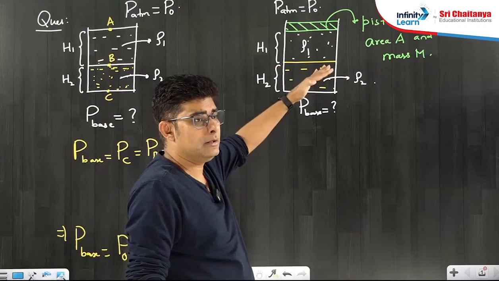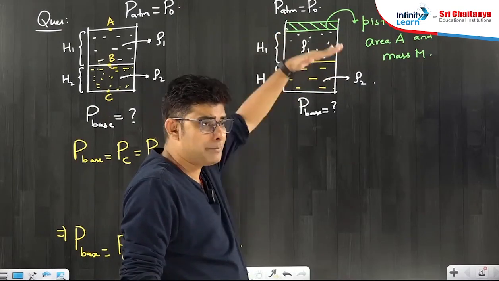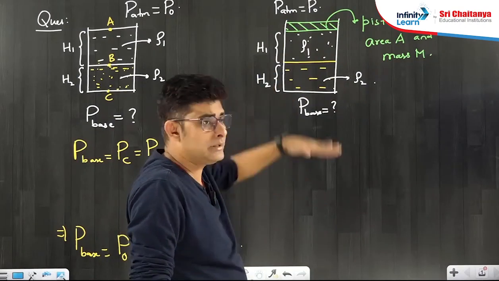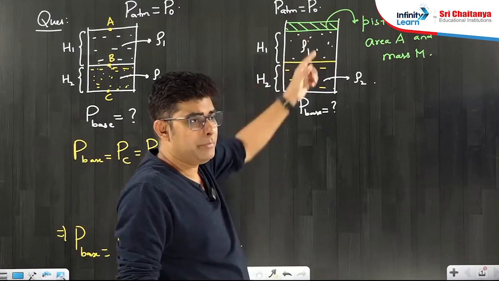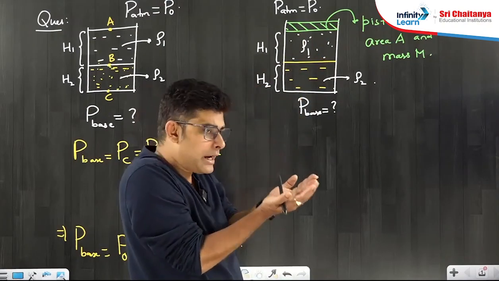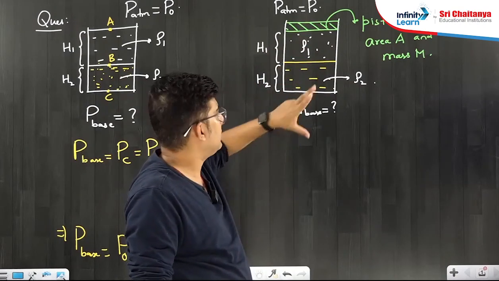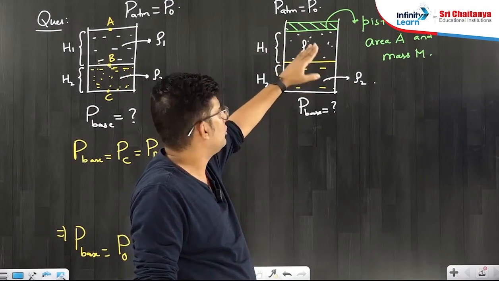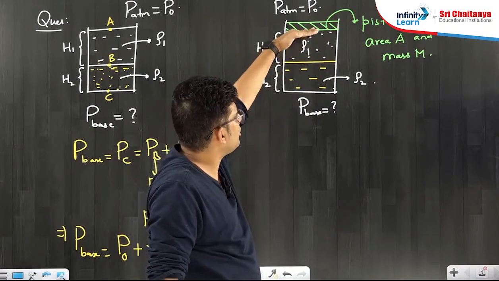So what will happen? There will be an extra pressure apart from atmospheric pressure. There is an extra pressure which is pushing the liquid down, and that is because of the weight of the piston. The weight of the piston will try to come down, and in doing so it is pushing both the liquids. But since the system is in equilibrium, the net force should be balanced. So the pressure keeps on increasing down.